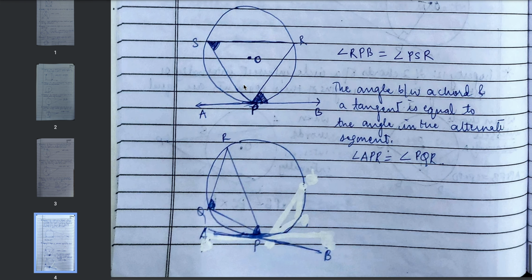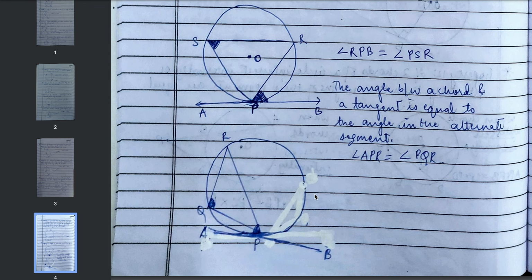We have another case here. In this case, angle RPB is equal to angle PSR. I'm sorry because the diagram is a little messy, because I myself had problems understanding this at first, but now I think I have understood.